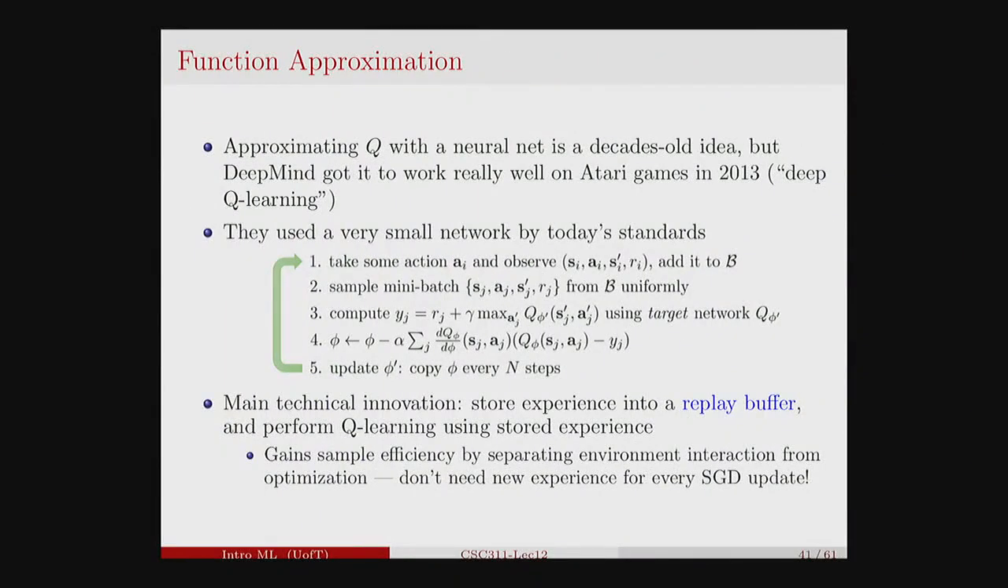And so this is not a new idea. It's pretty much a decades-old idea, but DeepMind got it to work really well on Atari games in 2013. At that point, they used a really small network by today's standards. The main technical innovation they used was to store experience in a replay buffer and perform Q learning using stored experience.